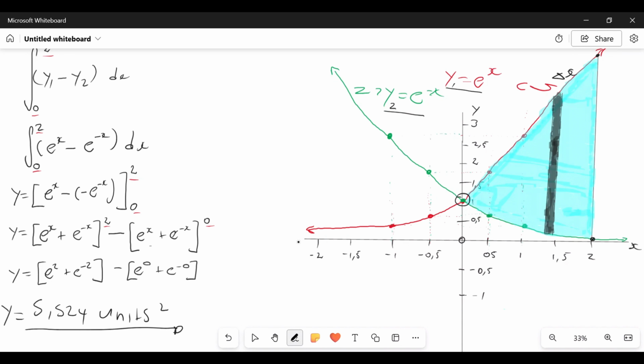I hope you managed to get this one, guys. This question, it looked a bit challenging, but really it was not. It was a matter of understanding how to calculate the area using the definite integral.